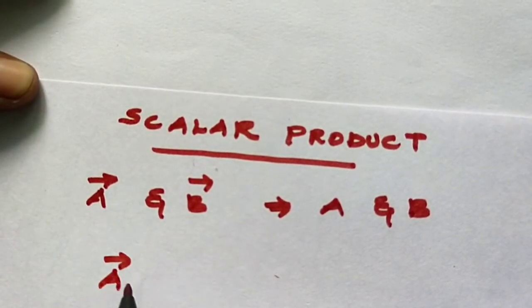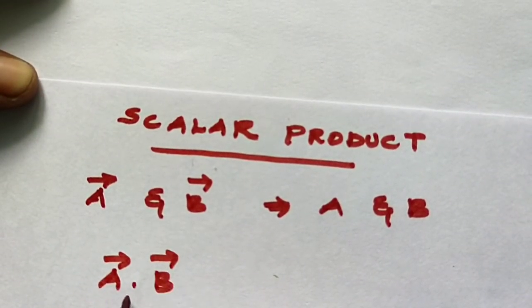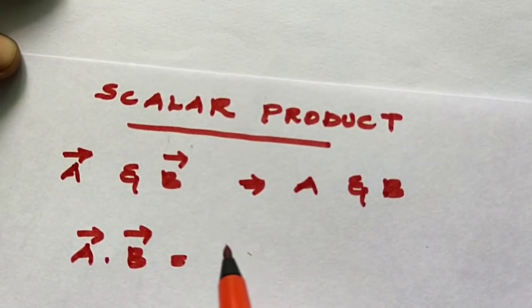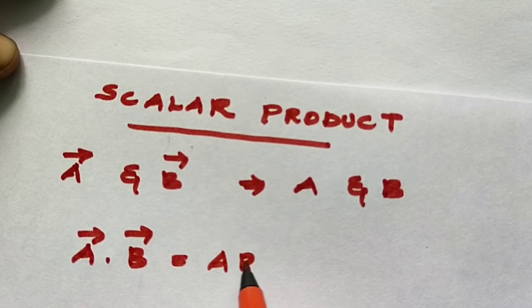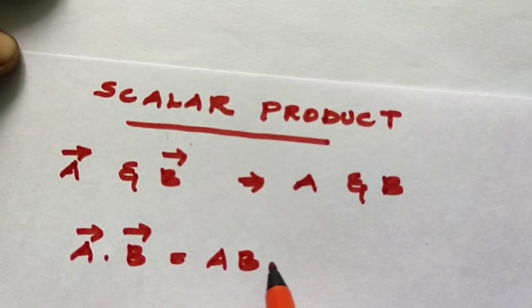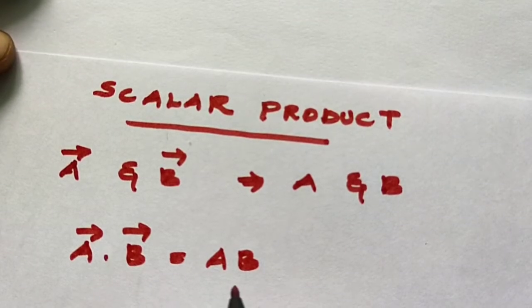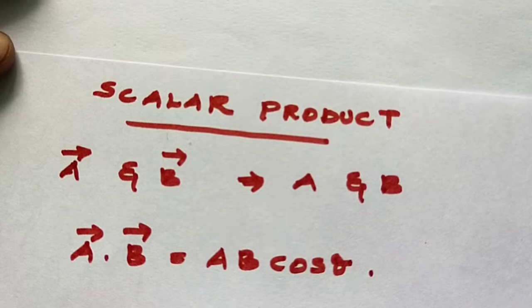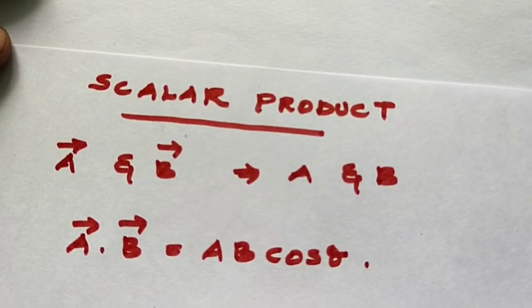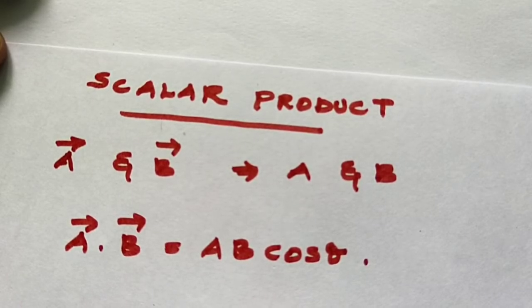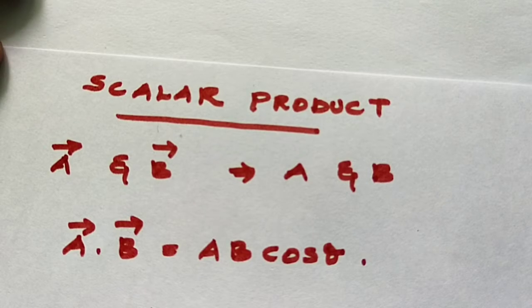Now write down A vector dot B vector. The dot product or scalar product is the product of the magnitudes of vectors A and B and the cosine of the angle between the two vectors. So A dot B equals AB cos theta. The definition of the scalar product, or dot product, is the product of the magnitudes of both vectors and the cosine of the angle between them. That is called the scalar product.